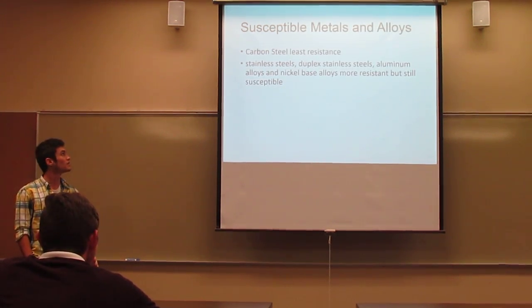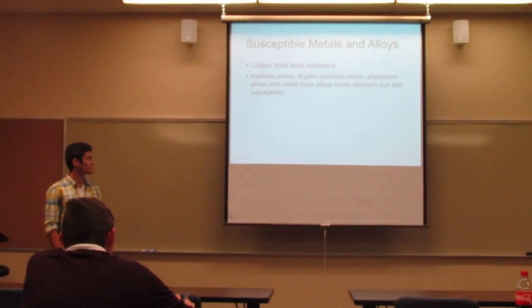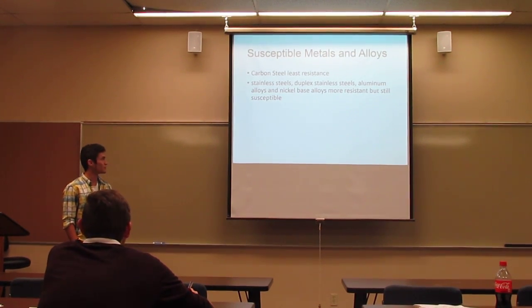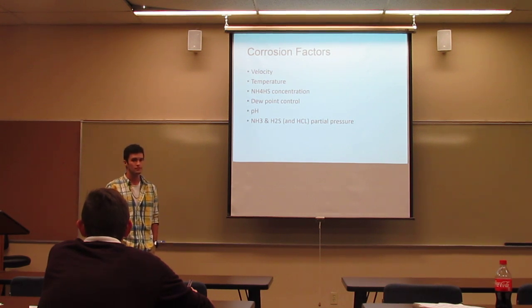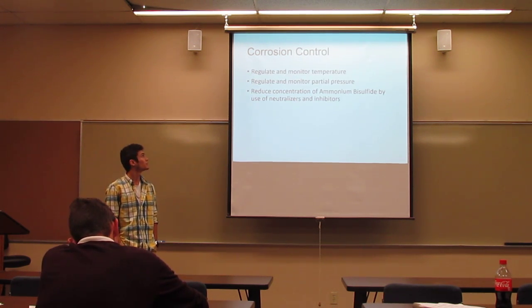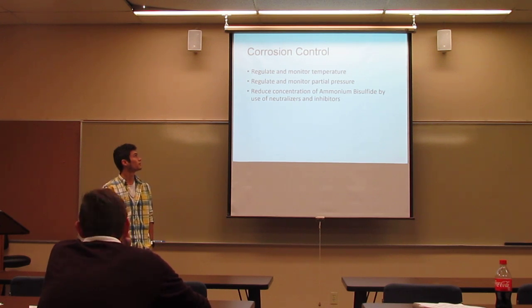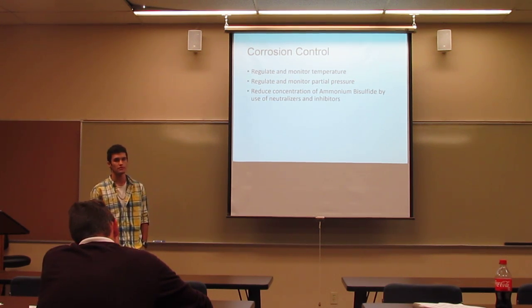Susceptible metals and alloys: carbon steel is the least resistant metal. Stainless steels, duplex stainless steels, aluminum alloys, and nickel-based alloys are more resistant but still susceptible. Corrosion factors are going to be velocity, temperature, NH4HS concentration, dew point control, pH, NH3 and H2S, and HCl partial pressure. Corrosion control: regulate and monitor temperature, regulate and monitor partial pressure, reduce concentration of ammonium bisulfide by use of neutralizers and inhibitors.